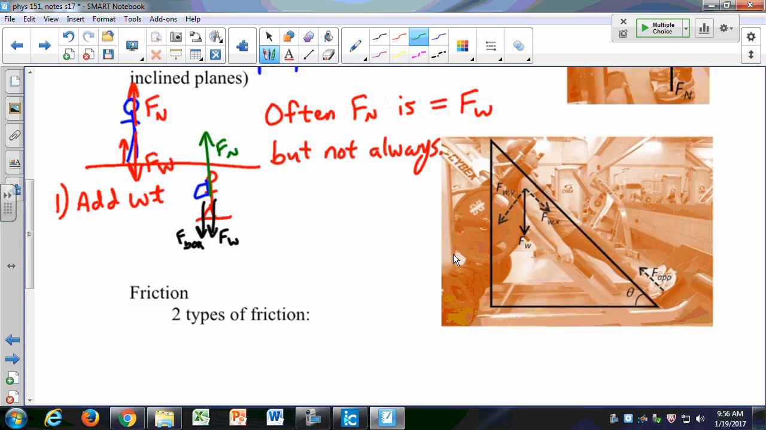Let's save the inclined planes for next time, and we'll go on to friction.